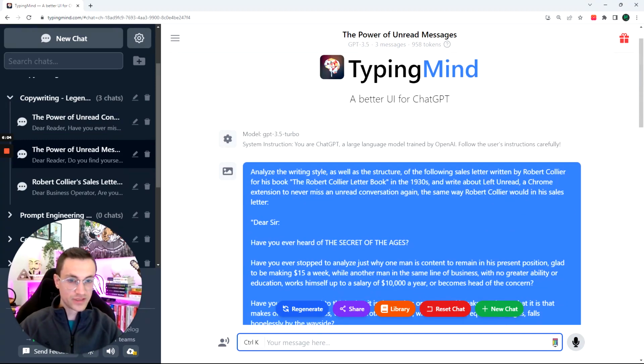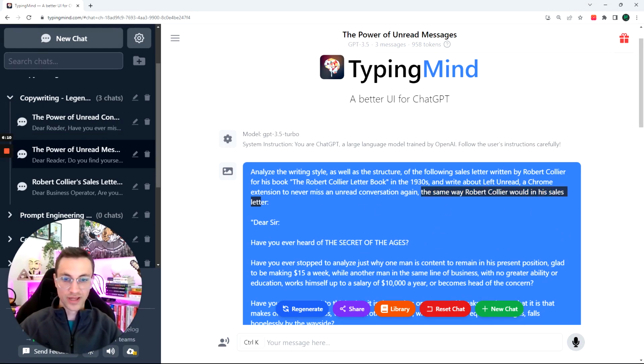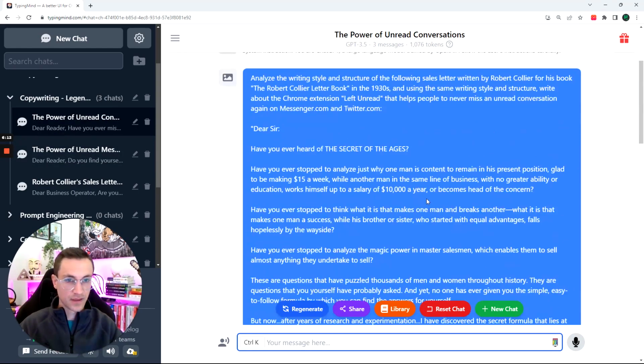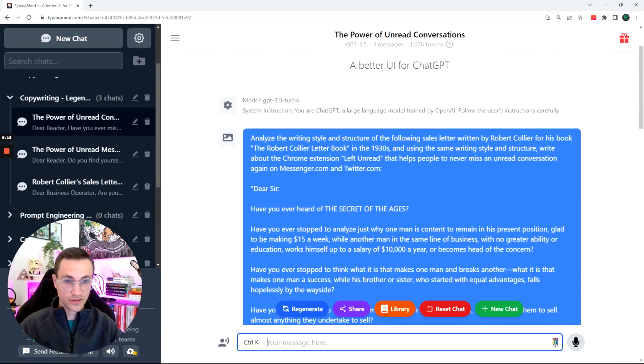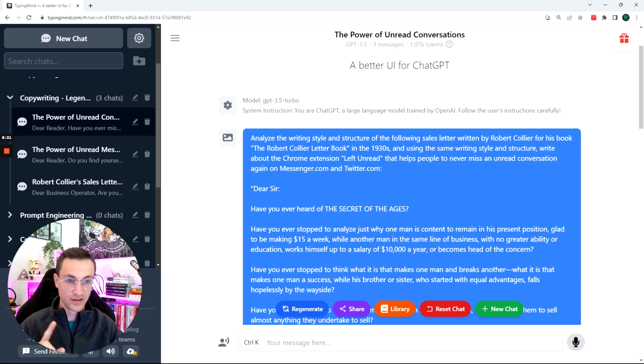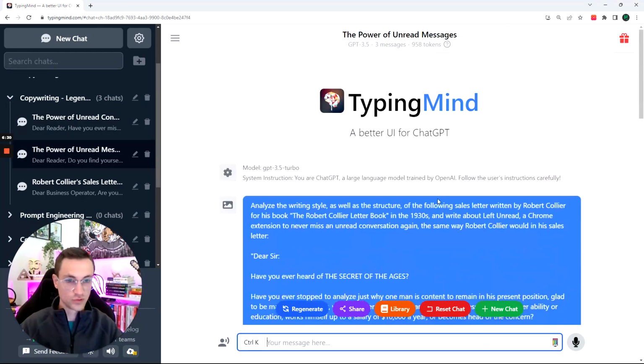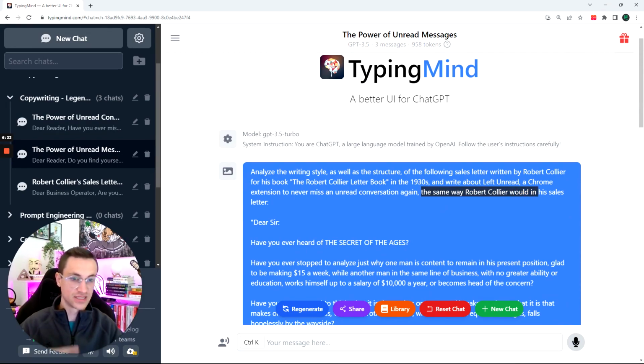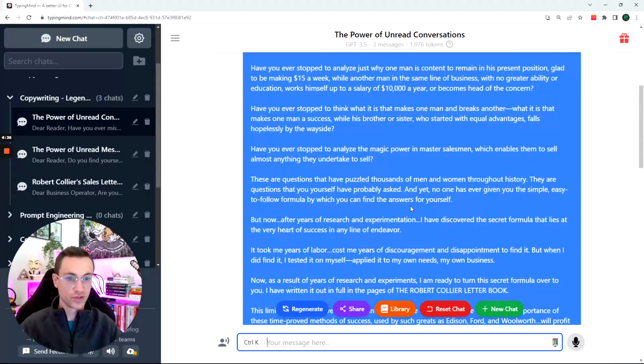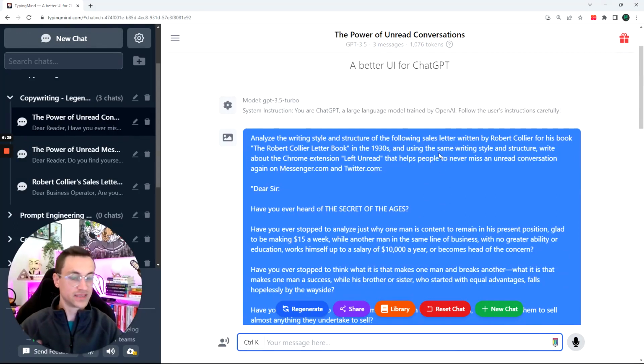that one, but the difference is that I'm specifying, instead of saying write the same way Robert Collier would in his sales letter, I'm saying using the same writing style and structure, write about this. So using the same writing style and structure is not specified in the first one. I'm just saying write like this copywriter. That's why, depending on what output you want to get, it's important to use extremely specific information.